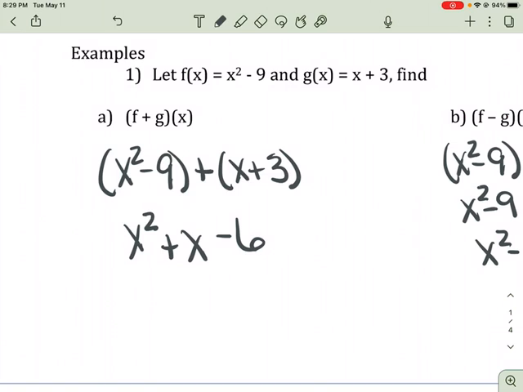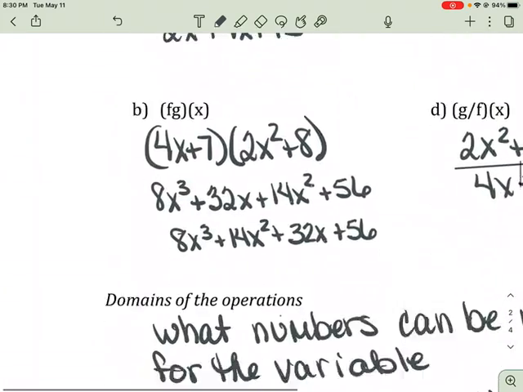So if we look, x squared plus x minus 6 is a quadratic. We know the domain is all real numbers. The domain of x squared minus 9 is all real numbers. The domain of x plus 3 is all real numbers. Why am I saying all real numbers? Because I can put any number in for x and I'm going to get a solution. That's what we mean by that. So A would be all real numbers.